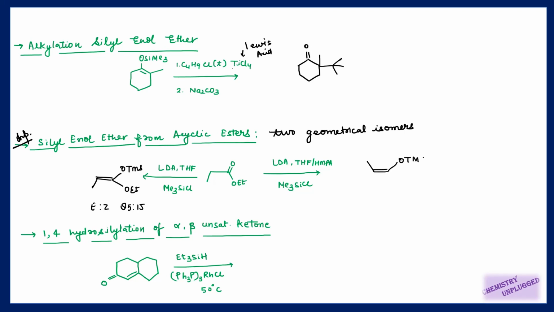So this point is very important. You have to remember this one because in later chapters this will be useful. The next important point about silyl enol ether is we can also do 1,4-hydrosilylation of alpha beta unsaturated ketones using this triethylsilyl hydride. In the presence of some rhodium salts, which can act as a catalyst, I will get a regiospecific product in this case.